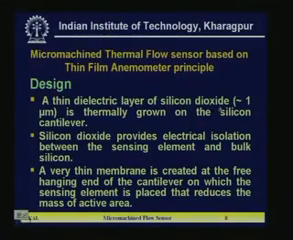That isolation layer is made here by a thin silicon dielectric layer, which is 1 micrometer and is thermally grown on the silicon cantilever. Silicon dioxide provides electrical isolation between the sensing element and the bulk silicon, as well as to some extent thermal isolation also. A very thin membrane is created at the free hanging end of the cantilever, on which the sensing element is placed, that reduces the mass of the active area, that I told you just now.